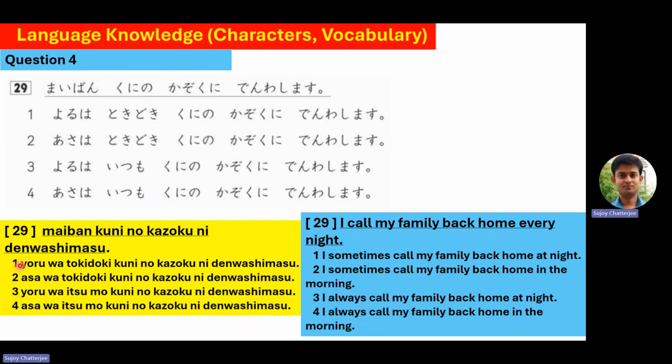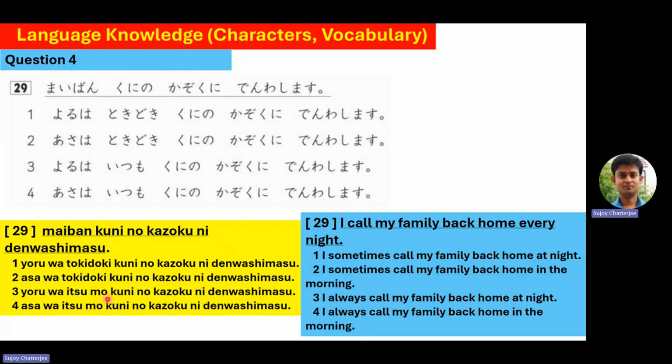So first option is "Yoru wa tokidoki kuni no kazoku ni denwa shimasu." Now tokidoki, we have done this in one of our lessons. Tokidoki means sometimes. So here it is maiban, every night, but tokidoki means sometimes. So this cannot be the answer because the question is every night. So the answer will be the third one.